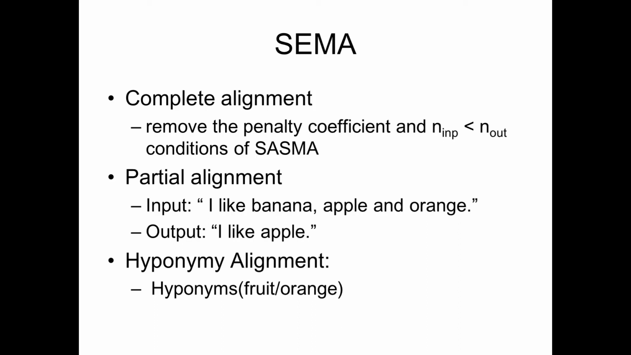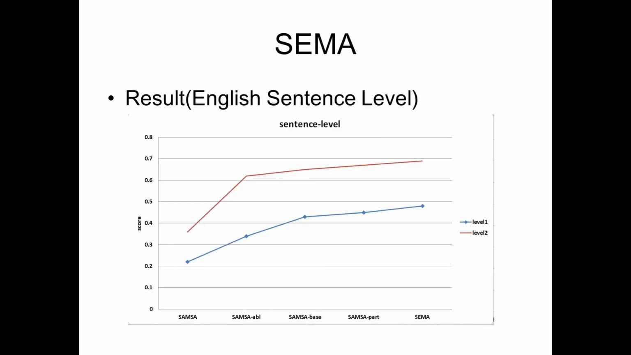There are many hyponyms in our corpus, but SAMSA cannot identify them, so based on WordNet, the alignment of hyponyms is added. It can be seen that at each step of improvement, the results at the sentence level are steadily closer to the result of human evaluation.